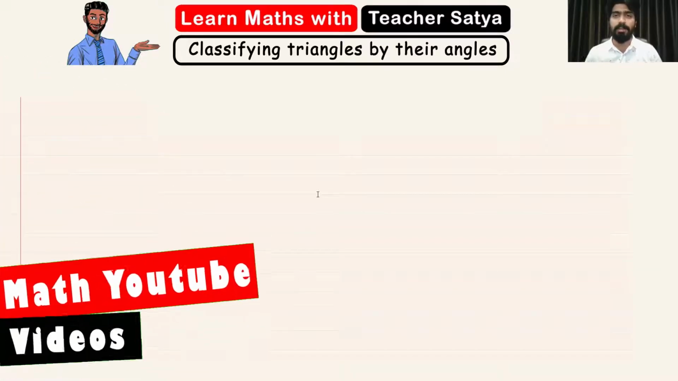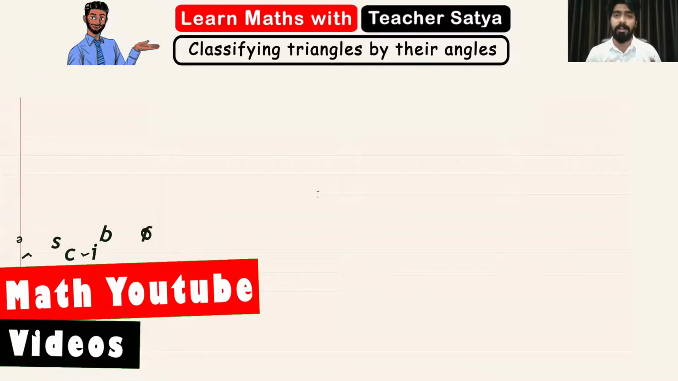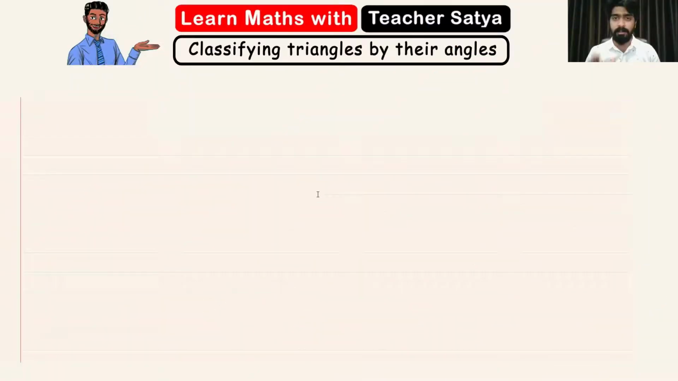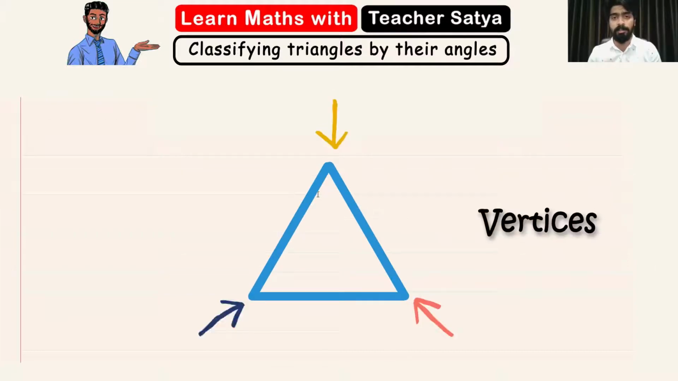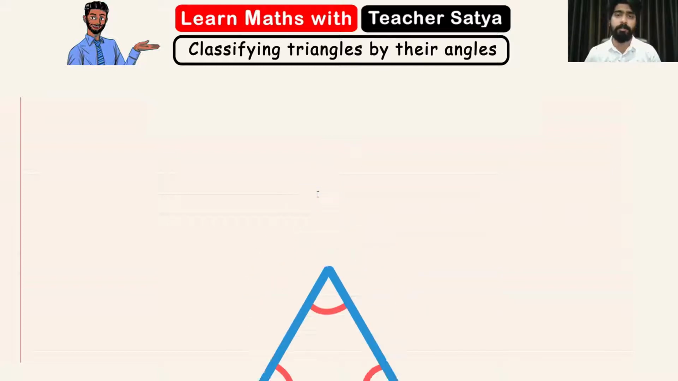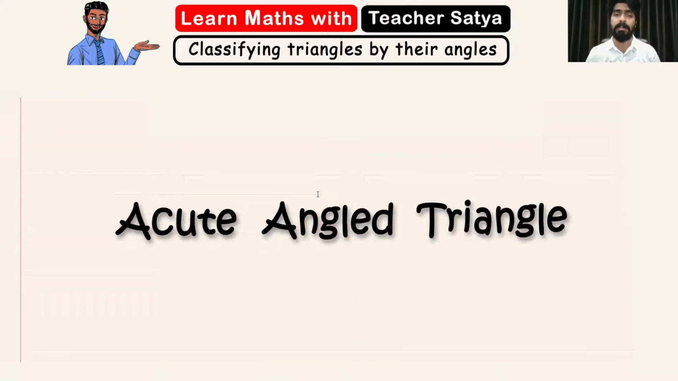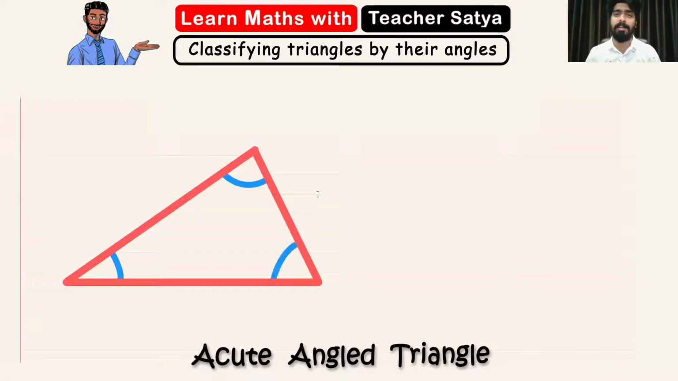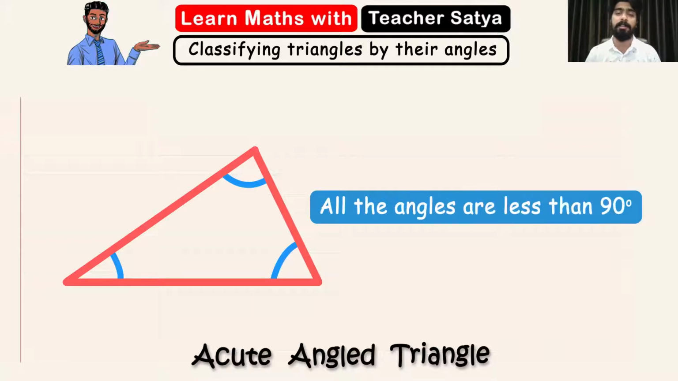Now, before we start classifying triangles, let's understand what we mean by a triangle. So a triangle is a 2D shape that has 3 edges, 3 vertices, and 3 angles, right guys? Now the first type of triangle that we'll be talking about here is an acute angle triangle. In an acute angle triangle, all of its angles will be acute angles.